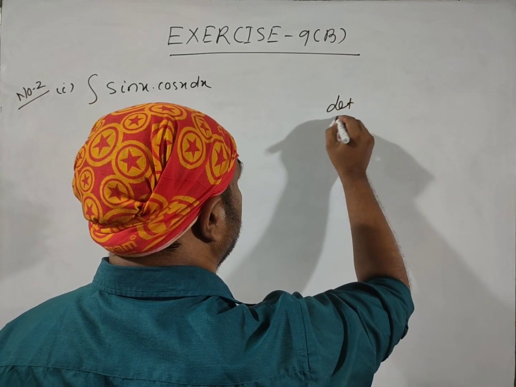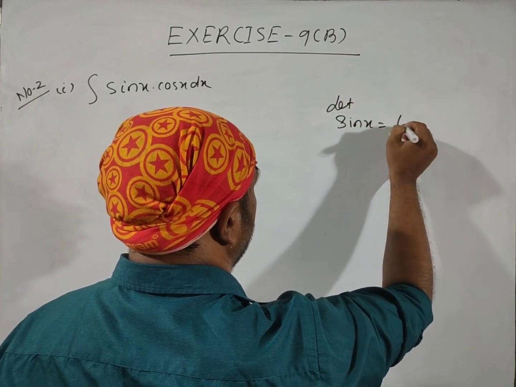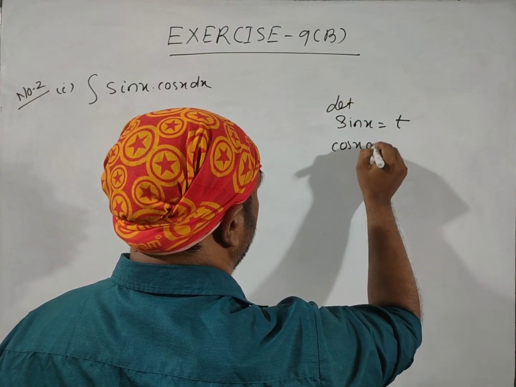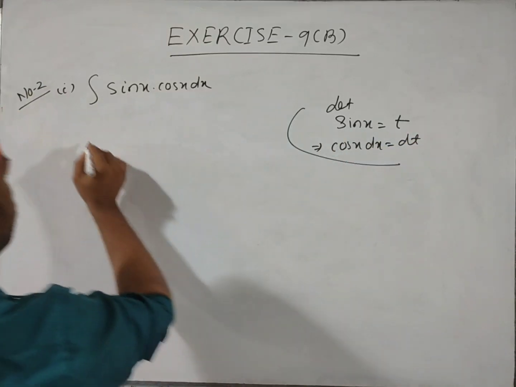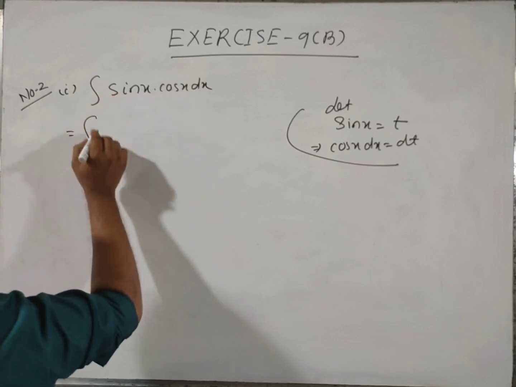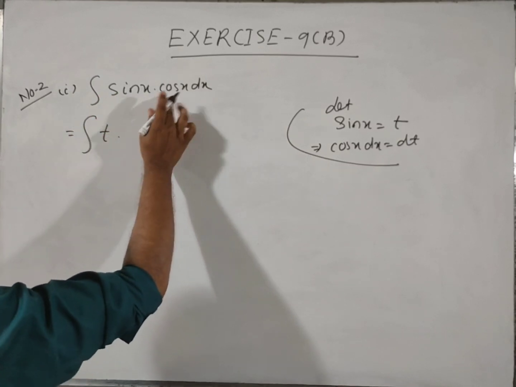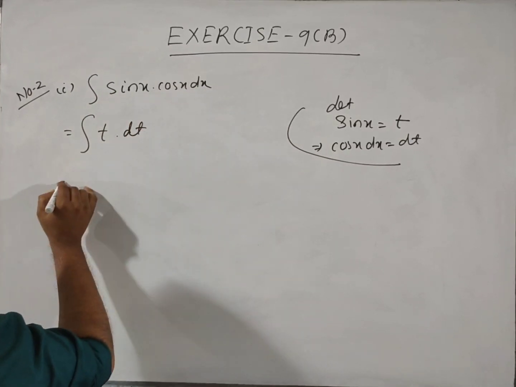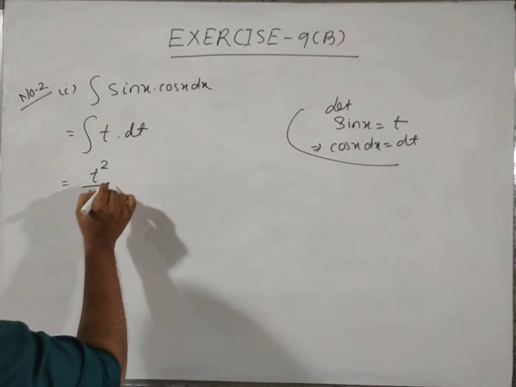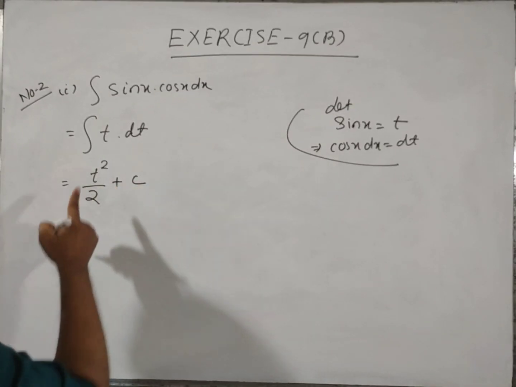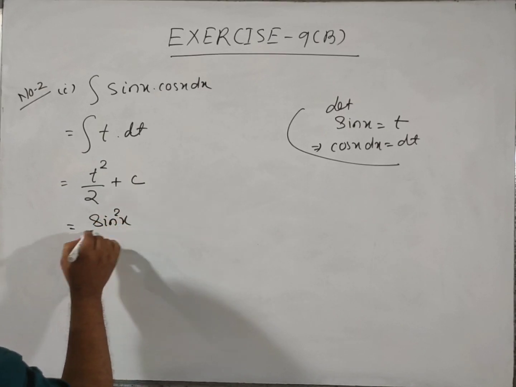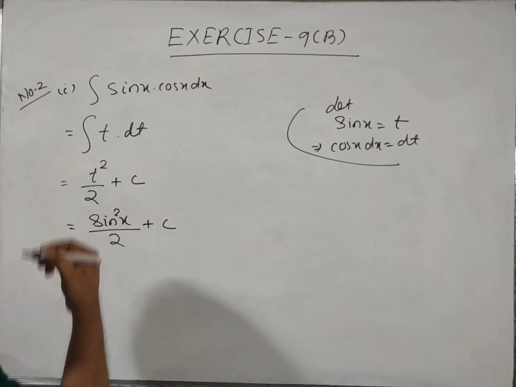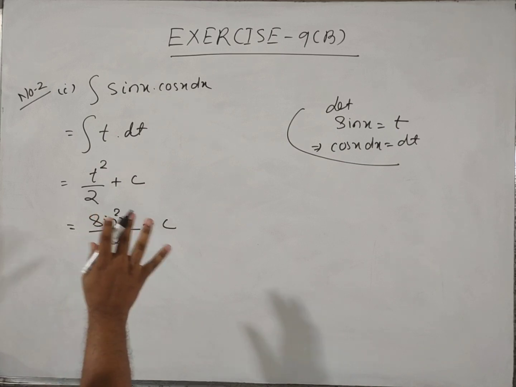Let sin x is equal to t, cos x dx is equal to dt. So in place of sin x we have to put t, in place of cos x dx it is dt. So it will be t square divided by 2 plus any constant. In place of t, we have to put sin x, so it will be sin square x divided by 2 plus c. It is the method number 1.